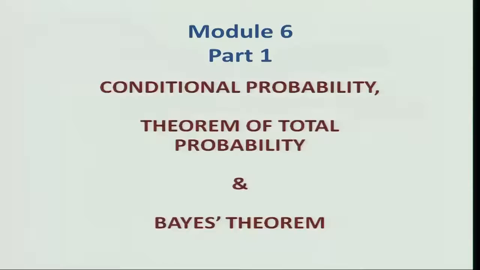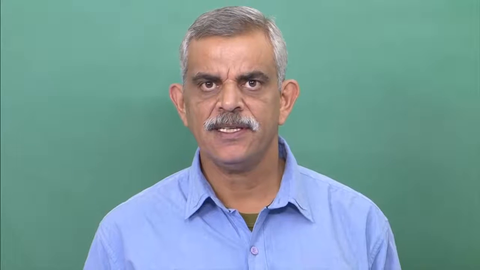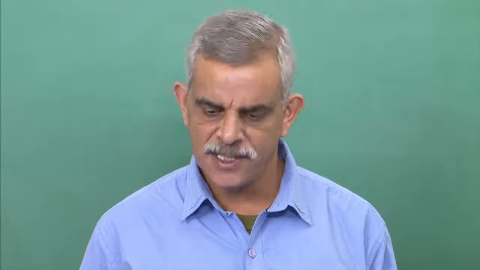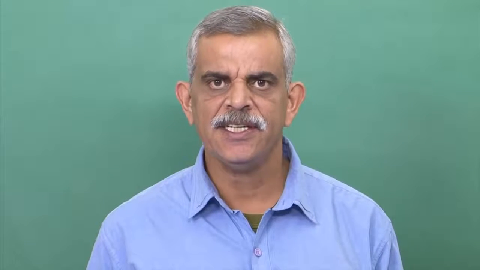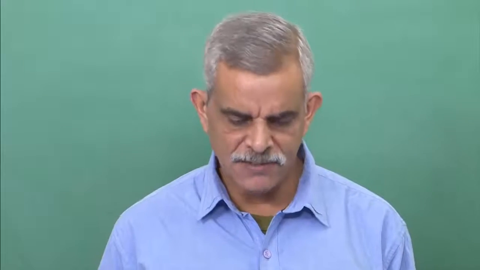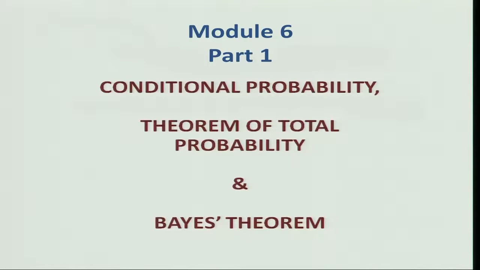Okay, welcome to module 6. Now in this module we'll introduce the concept of conditional probability. Through this concept we'll study how the occurrence of one event really affects the occurrence of the other event. So we'll in some sense study the dependence between various events. In this module we'll also prove two important theorems of probability theory, which are called theorem of total probability and the Bayes theorem.